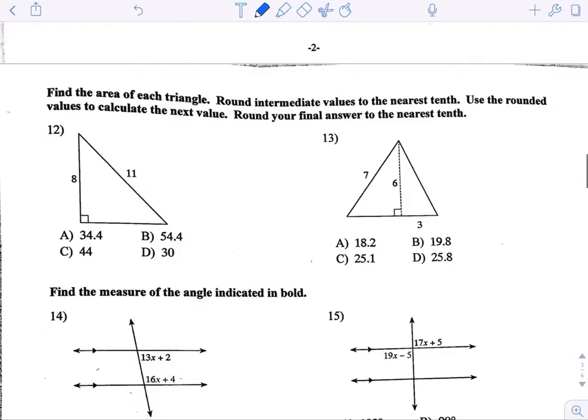Alright, so here's this one. Now they want you guys to find the area of each triangle. Round the intermediate value to the nearest tenth. Use the rounded value to calculate the next value. Round your final answer to the nearest tenth.